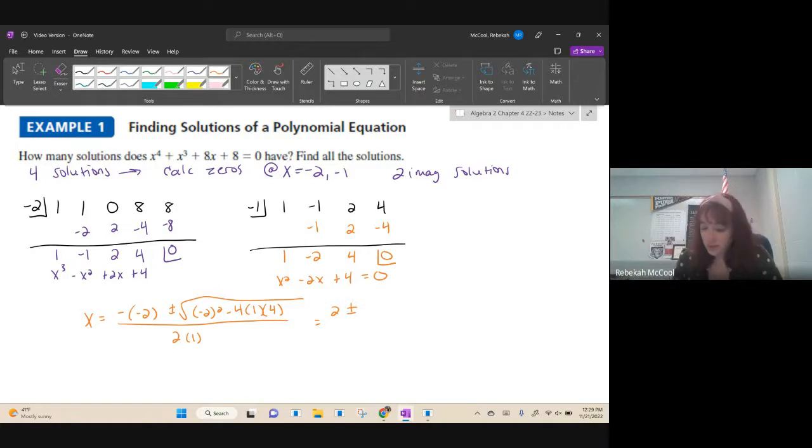So really we have 4 minus 16, which is -12, still all over 2. So we're having imaginary solutions. We've got a negative under the root.